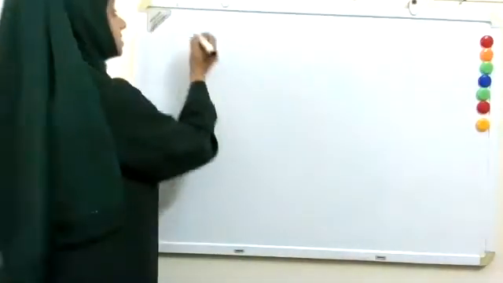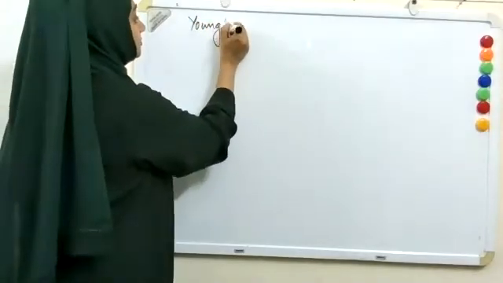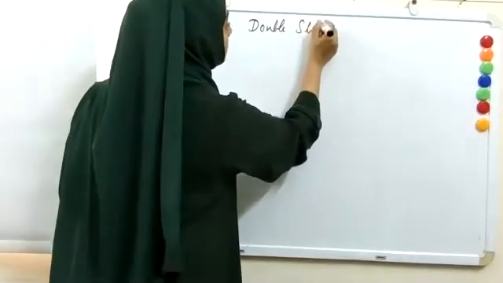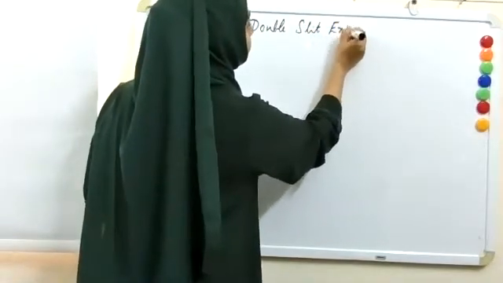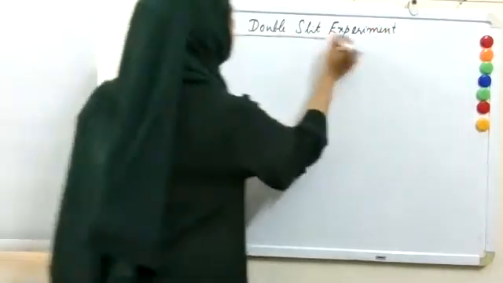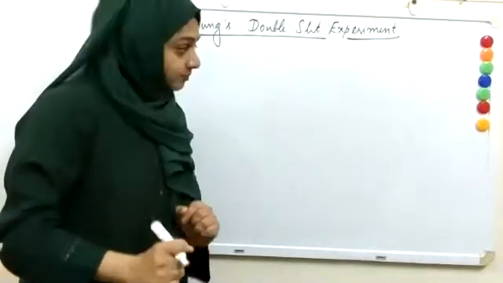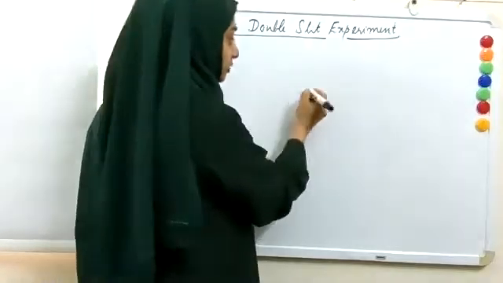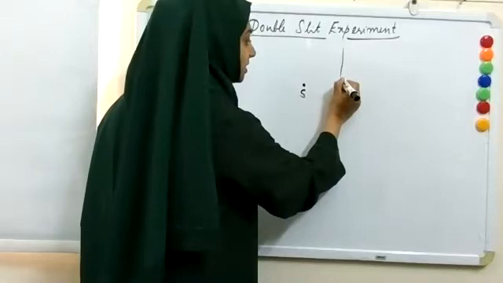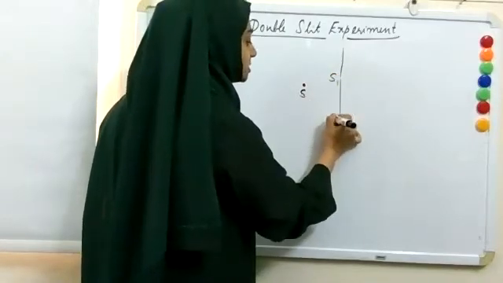So we are discussing Young's double slit experiment. Do you remember what was that? Thomas Young's double slit experiment. There was a source of light and it was divided into two separate sources, S1 and S2.